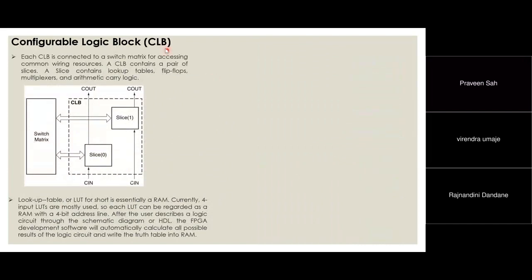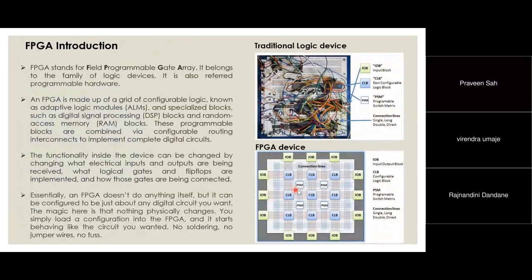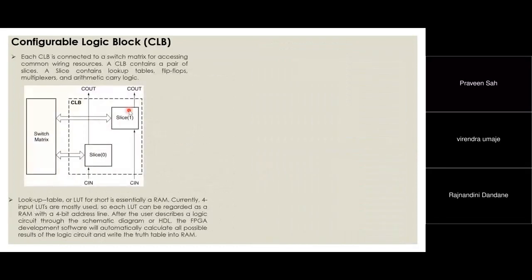If I have to talk about this configurable logic block, what you see here is a simplified logic cell, where you can see there are two slices and they are connected to the switch matrix. I told you, each CLB is connected to the switch matrix. So a CLB is nothing but two slices, and I will talk about what a slice means. And what is a slice? A slice contains your lookup table. Now you might be worried about what a lookup table is. I will tell you about that. It contains a lookup table, a flip flop, a multiplexer, and some arithmetic logic units.